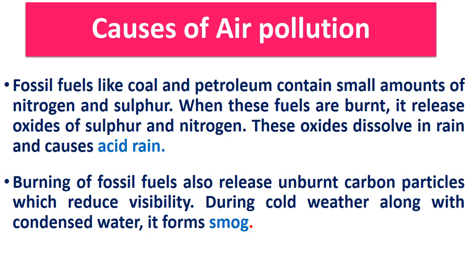What are the causes of air pollution? Fossil fuels like coal and petroleum contain small amounts of nitrogen and sulfur. When these fuels are burnt, they release oxides of nitrogen and sulfur, and these oxides dissolve in rain and cause acid rain. Whenever fossil fuels are burnt, oxides will be released and they dissolve in rain, which causes acid rain. This is an important point to note.